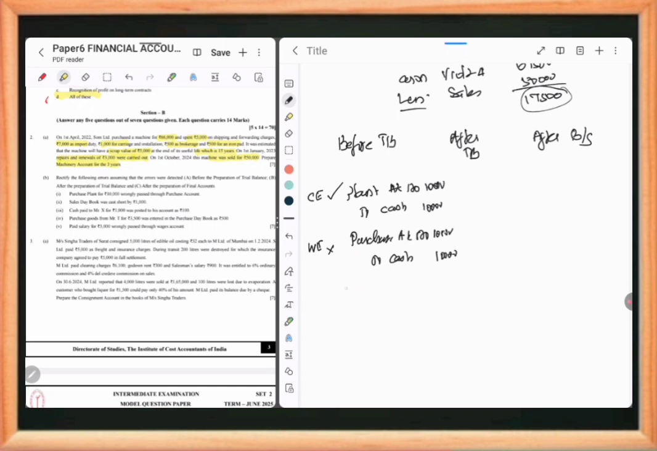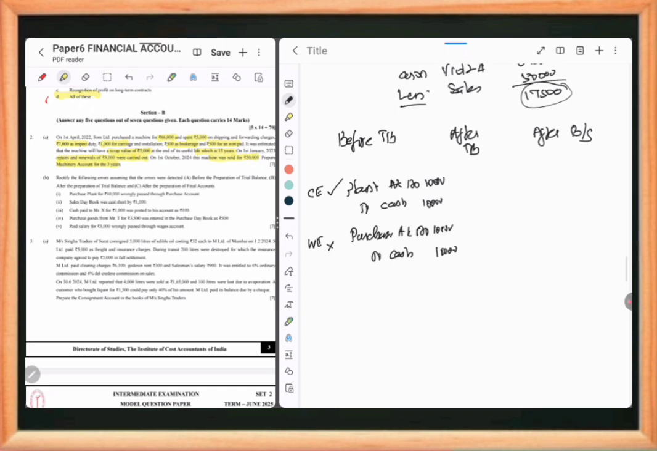Purchases account should be cancelled. Plant account should be entered. So plant account debit to purchases, 10,000. So this is the rectification entry in the case of before trial balance.